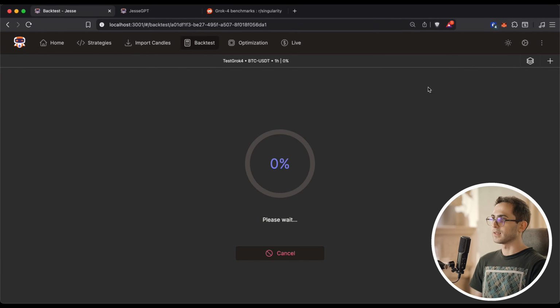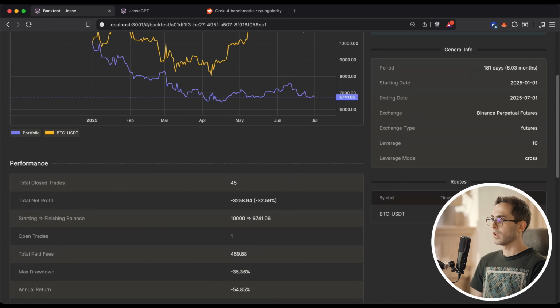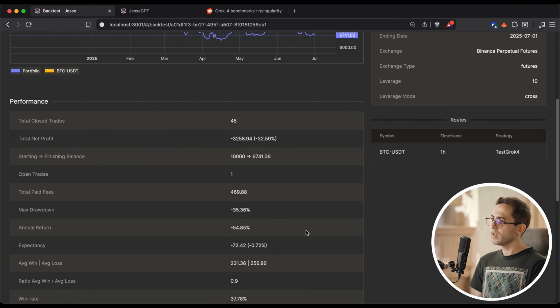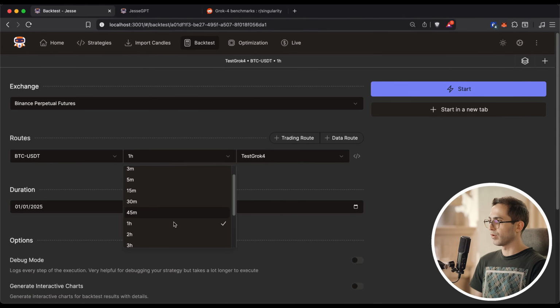So let's go to the backtest and run it and see if it goes through. All right, so here's the result. It runs fine. The results aren't great. Let's also try it with another time frame at least, because I am curious.